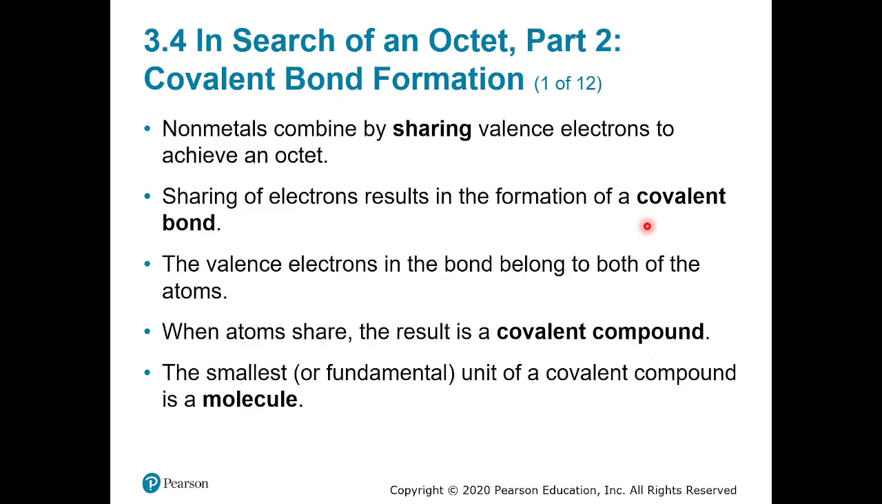Okay, now nonmetals are going to combine by sharing valence electrons to achieve their octets. That's actually what you're seeing in polyatomic ions, by the way: they are covalently bonding. They're nonmetals, and so they share the valence electrons. Ionic bonding, you just lose the electrons. Okay? So think of it like this.